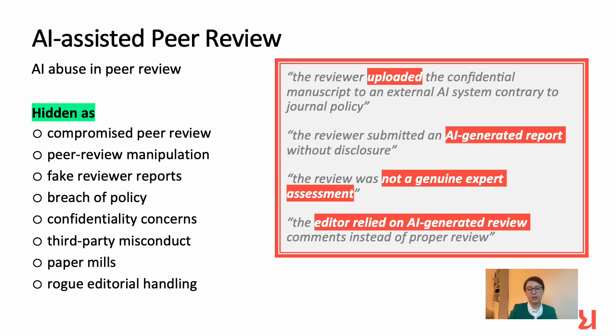Imagine a reviewer uploading a confidential manuscript onto an external AI system without permission, or an editor relying primarily on automatically generated recommendations instead of careful assessment of the manuscript. Peer review works because qualified experts accept responsibility for their evaluation. AI can assist that process, it cannot assume responsibility for it. So that is one of the reasons that compromised peer review is increasing in number currently.